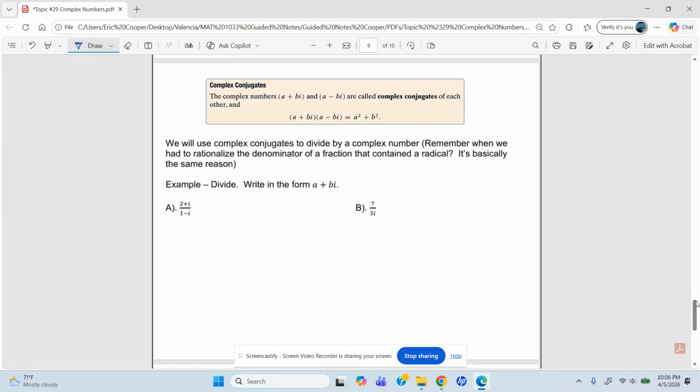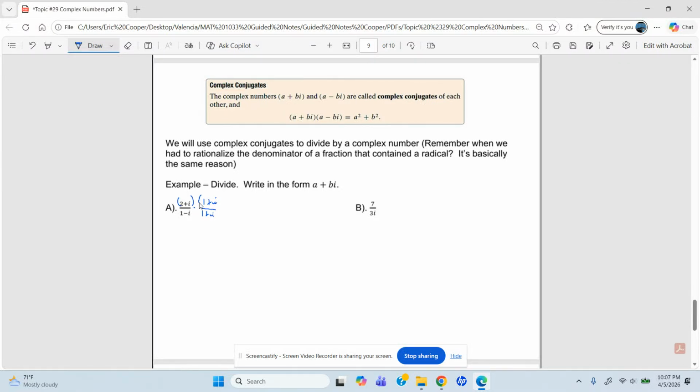Just like we did with rationalizing, we can rationalize it here. We do not want to leave an imaginary in the bottom. So in order to do that, we use the conjugate to get rid of it. And we'll use the conjugate of the denominator. So for this problem here, I'm going to multiply everything by 1 plus i. So at the top here, 1 plus i.